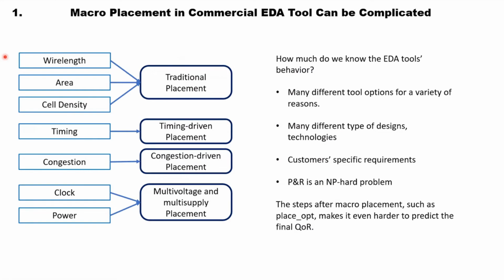But prediction solely based on macro placement is challenging. First, many tool options for placement exist for a variety of good reasons. Second, there are many different types of designs that a commercial EDA tool must support, including different technology nodes, meaning very different tool behaviors. Also, customers' various specific requirements for their IC layout, etc., have to be honored by the EDA tools. All these make it hard to develop an ML-based prediction system for commercial EDA tools.